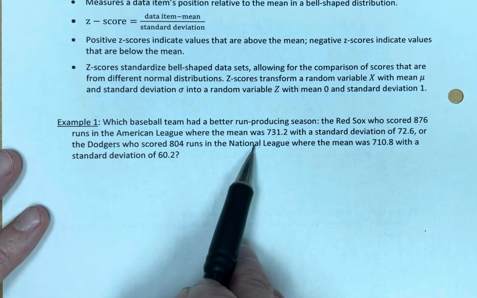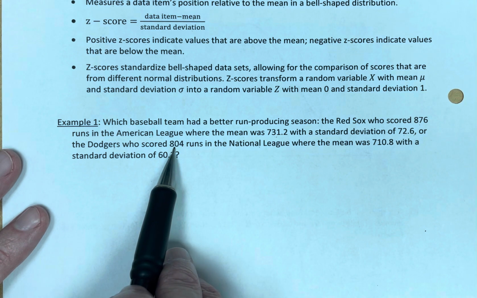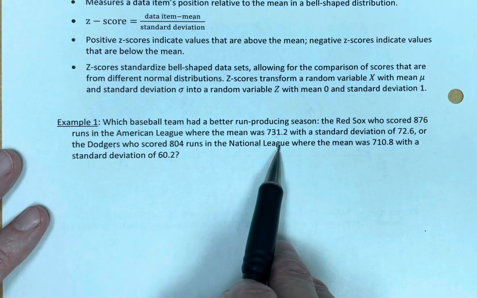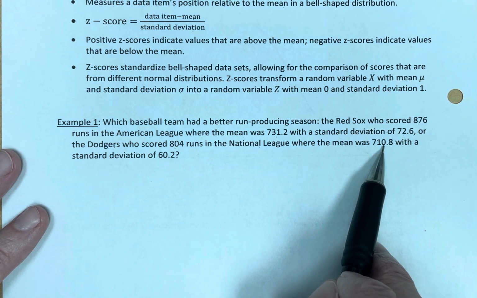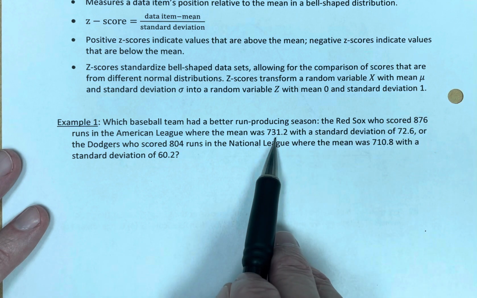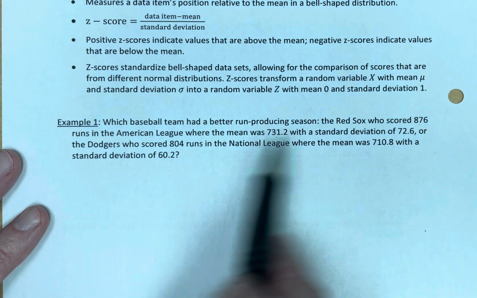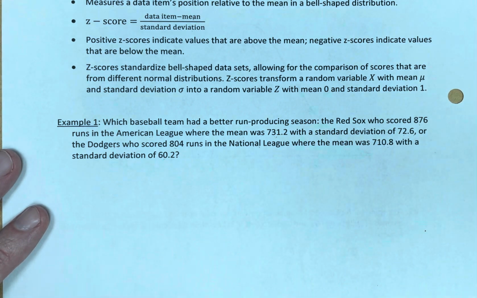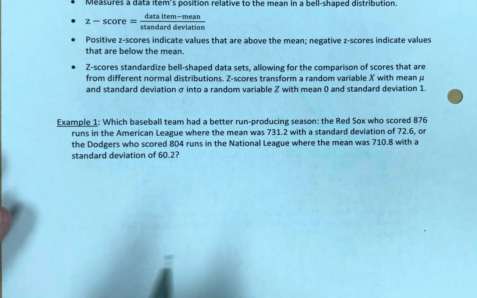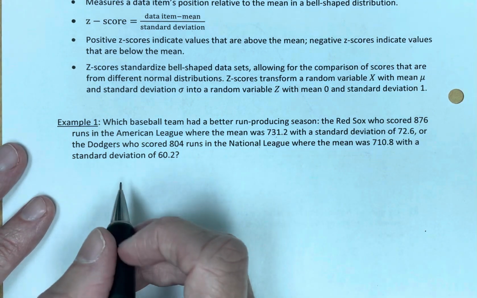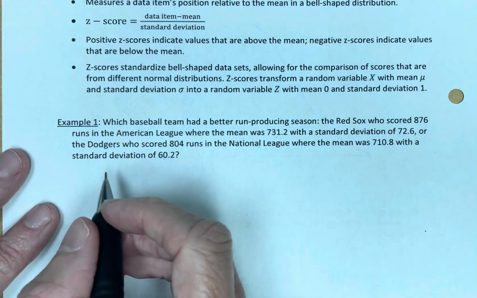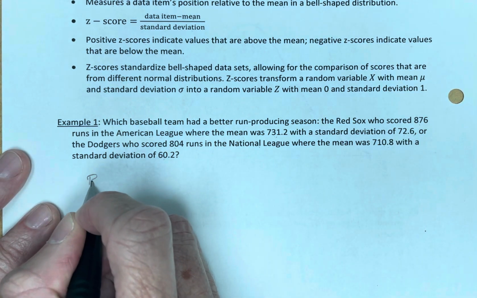The Dodgers are in the National League. The pitcher bats. Therefore, they wound up scoring fewer runs, 804 runs. But it's in the National League where the mean is 710.8 runs, fewer than the American League. And the standard deviation is a little bit lower. It's a fair piece lower, actually, at 60.2 runs. Okay, so let's calculate their z-scores so that we can compare them. Okay, the Red Sox.